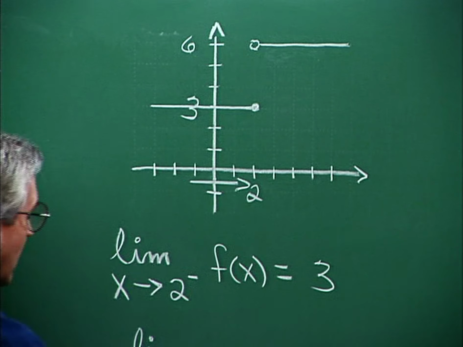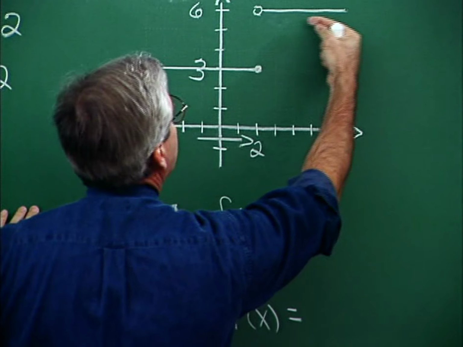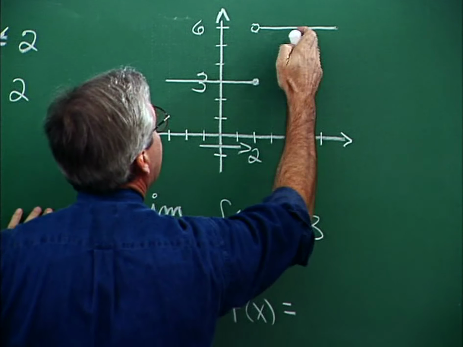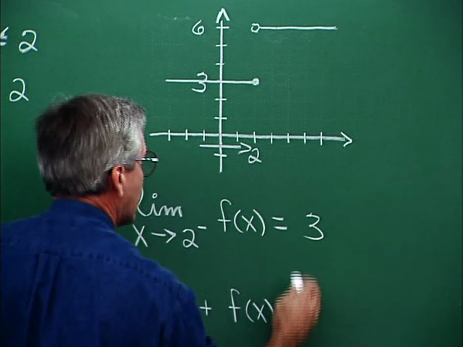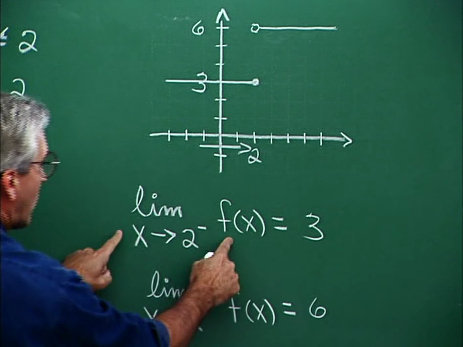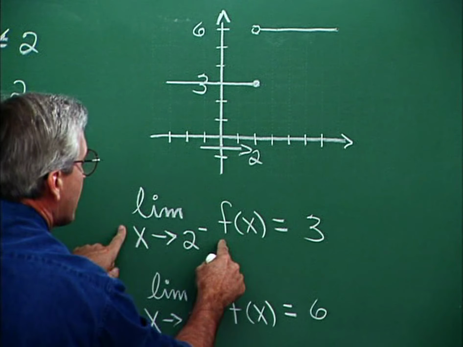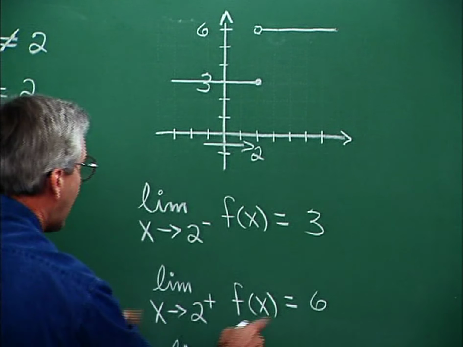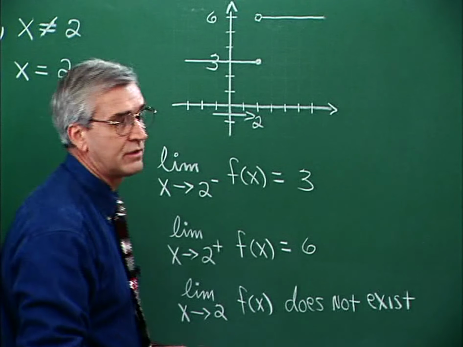But the limit as x approaches 2 from the right, well, let's investigate up here. As x approaches 2 from the right, you see f of x is up here at 6. So we're approaching 6. So the limit from the left is not the same as the limit from the right, so we say that the limit itself generally does not exist.